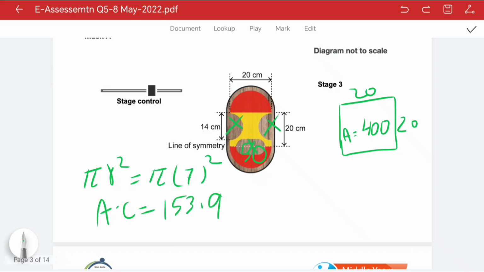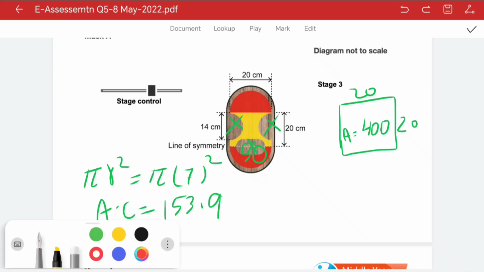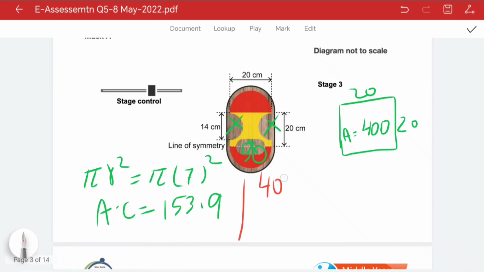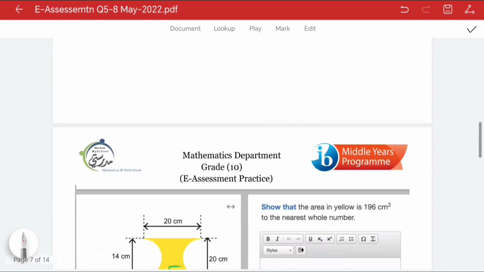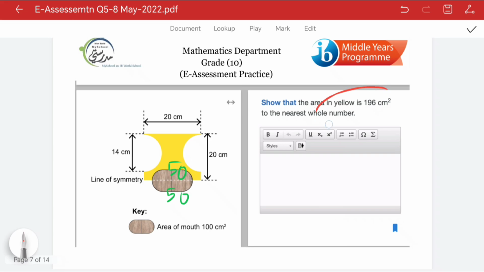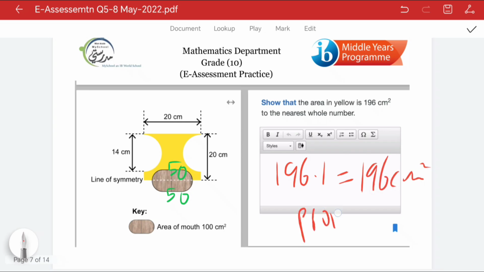So let's see, 400 minus 153.9, or 154, minus 50, which is equal to 196.06, or 196.1. So look here, the question was to show that the area equals this. I got 196.1, and if you round it off it is 196 centimeters squared. Proved. We have to show it like that.